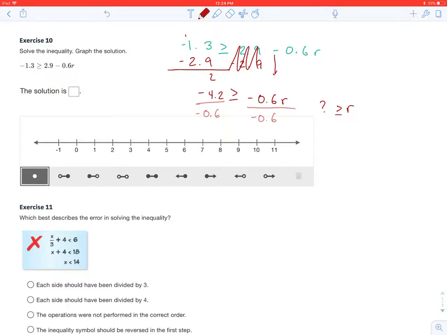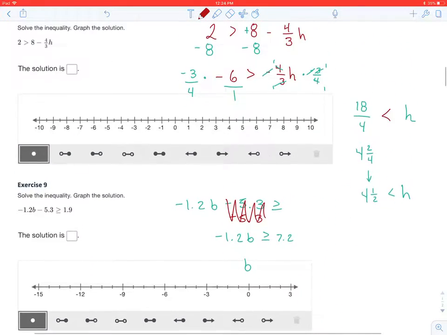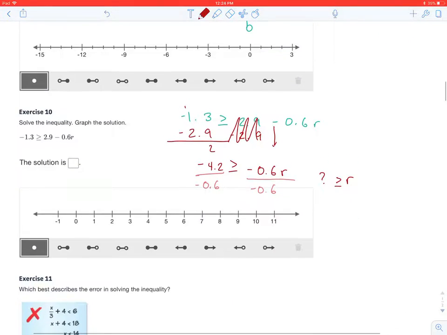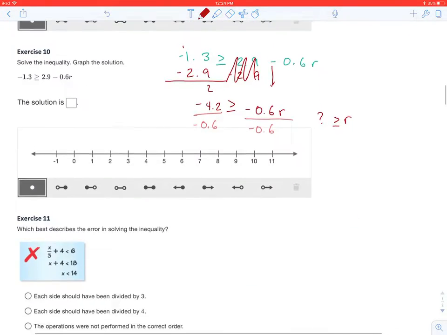So we solved this one the same way we solved our previous problem on number 7. Same kind of technique. Now we're just working with decimals.